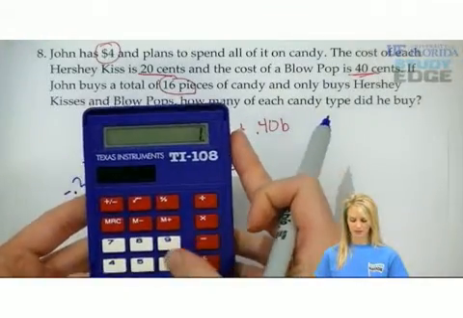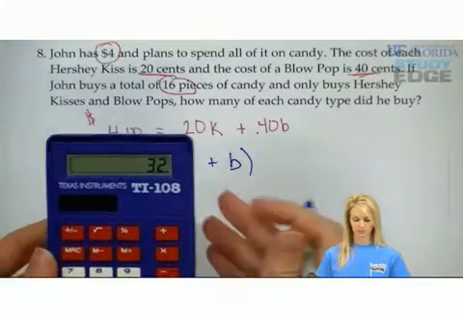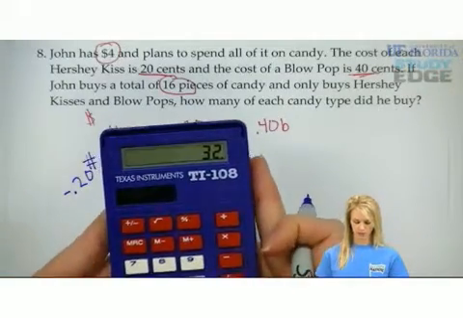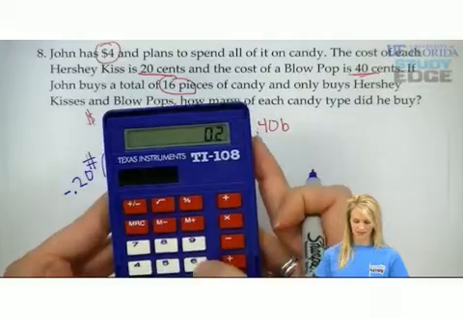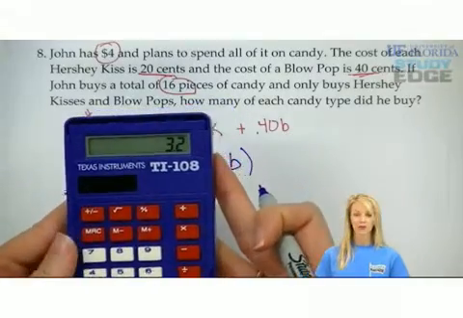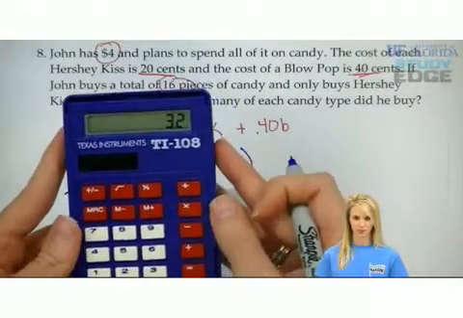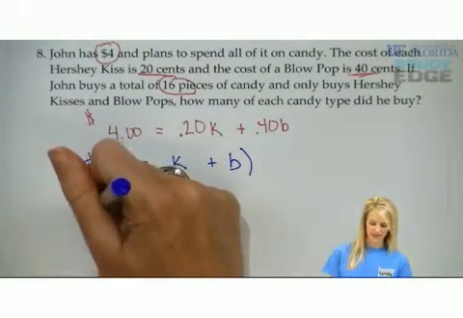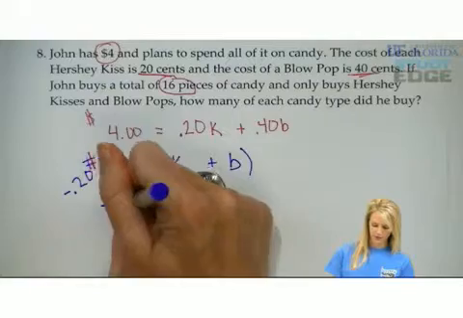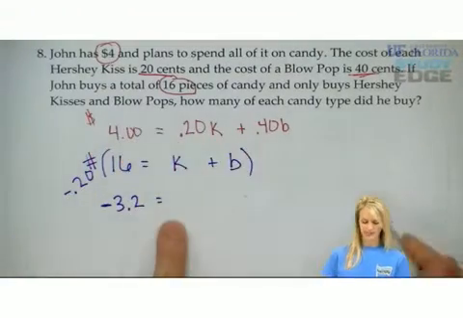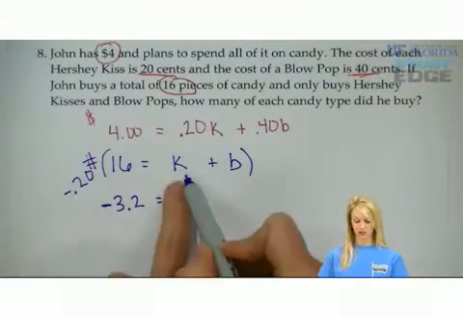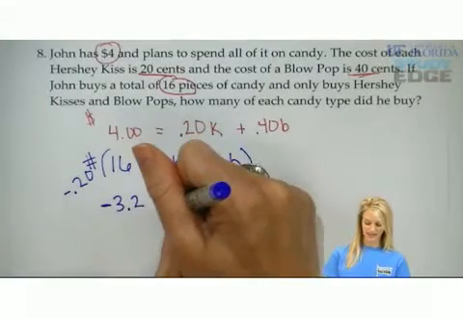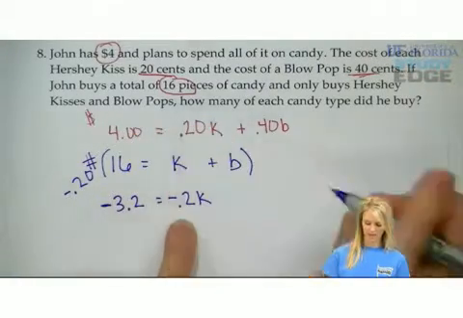Let's see what we get. 0.2 times 16, we get 32. Is that right? 0.2 times 16, we get 3.2. My decimal was off. So 20% of 16 is 3.2. It's going to be a negative, so we put negative 3.2. Well, that's equal to what? We multiply our negative 0.2 times k. Well, that gives us negative 0.2k.